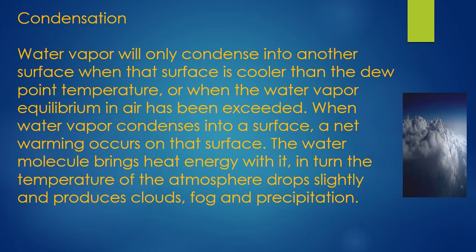Condensation: water vapor will only condense into another surface when that surface is cooler than the dew point temperature, or when the water-vapor equilibrium in air has been exceeded. When water vapor condenses into a surface, a net warming occurs on that surface. The water molecule brings heat energy with it. In turn, the temperature of the atmosphere drops slightly and produces clouds, fog, and precipitation.